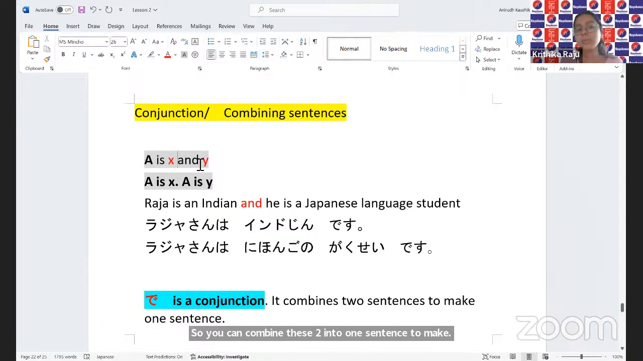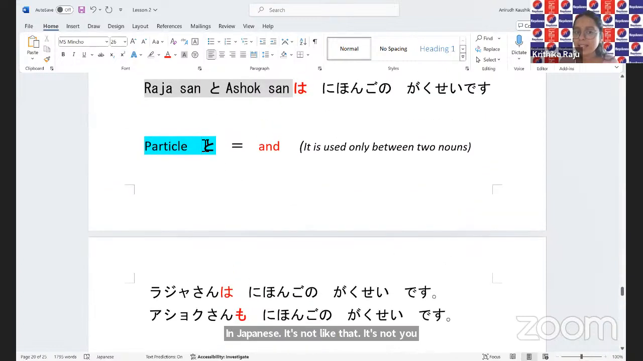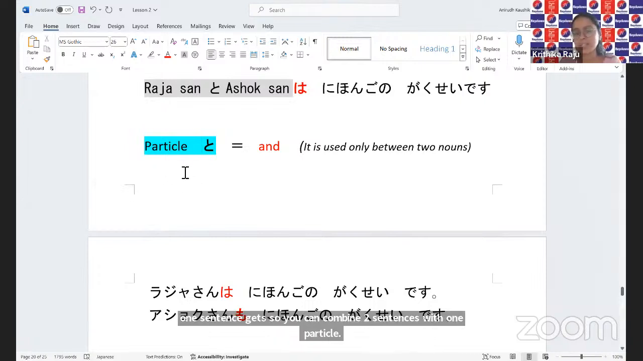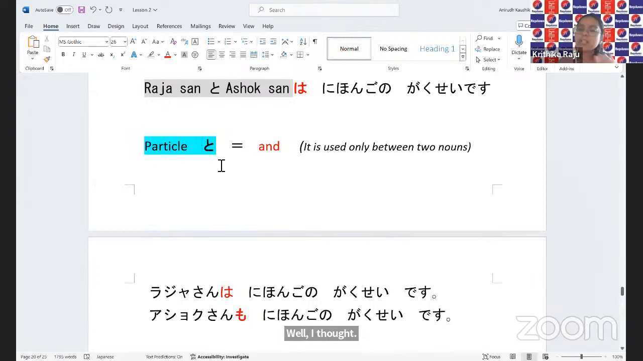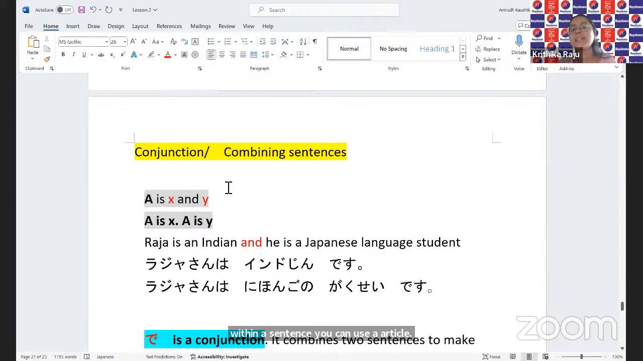In English, you simply use the word and. In Japanese, it's not like that. You don't use the particle to between sentences. That's why I said within one sentence, you can use the particle to between two nouns to mean and. But you can't use it between two sentences. You can't combine two sentences with one particle to. That's not correct. So it's important to remember that within a sentence, you can use a particle to. So what happens? How do you combine two sentences together?